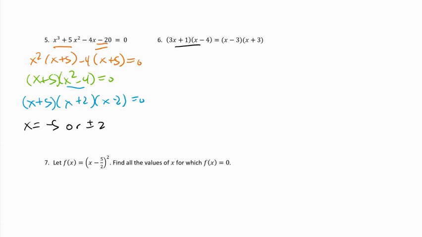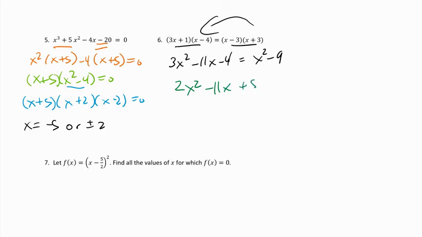On 6, I need to multiply this side, move everything over to that side, factor and solve for x. 3x squared minus 11x minus 4 is equal to x squared minus 9. Move things over. 2x squared minus 11x plus 5 is equal to 0. That's going to factor to 2x minus 1 and x minus 5. So x is equal to 1/2 or 5.